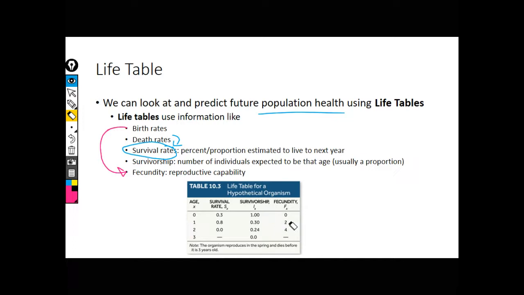What about for my 2-year-olds? How many offspring can they have? 4. Why can I have more offspring at age 2 than I could at age 1? Humans aren't like that, right? I'm bigger. A lot of organisms are like that. So as a fish, if I happen to live more than 1 year, I'm probably bigger next year than I was this year. So I can hold more babies. So sometimes fecundity goes up.